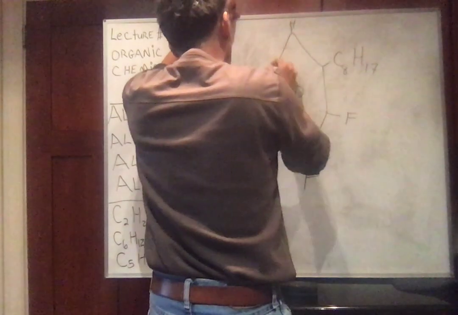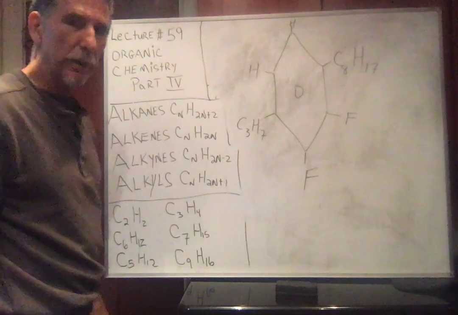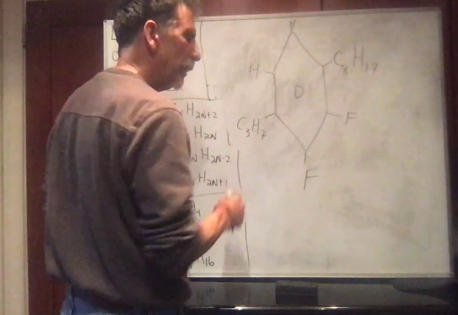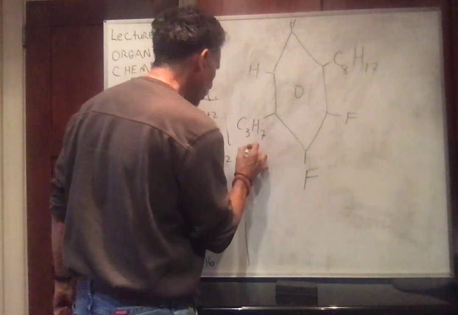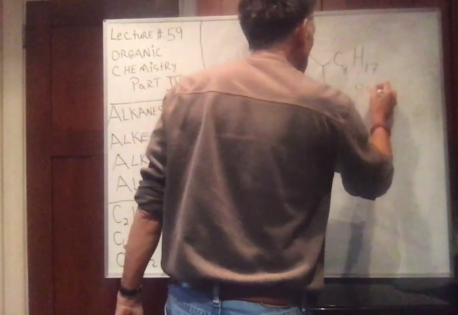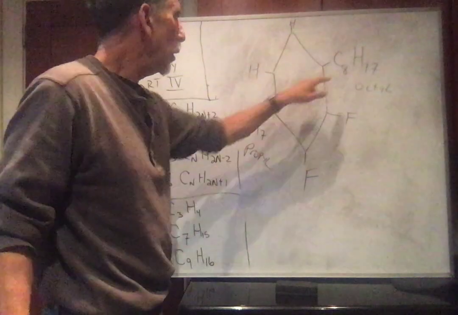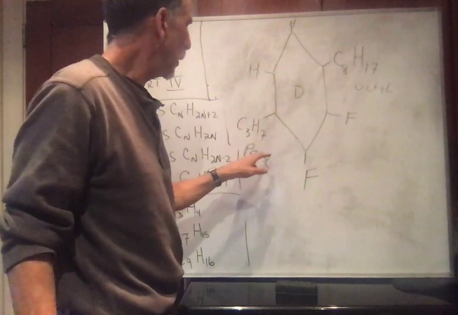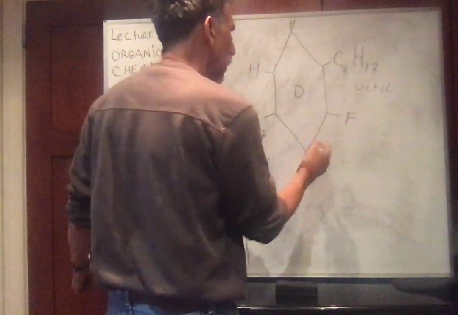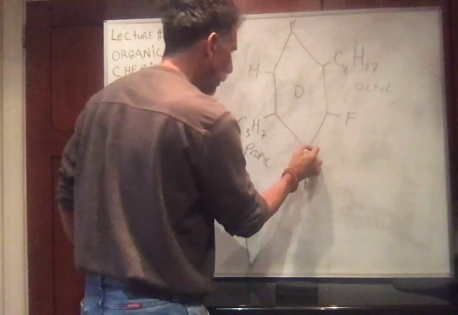Oh, these are just H's. Okay. Let's see if we can name this beast. All right. Let's see what we can do. All right, let's look. We have fluorine. What is C3H7? That's a propyl, isn't it? 8 is octyl. So we have fluorine, octyl, and propyl, right? So F comes before, so we're probably going to go this way because O comes before P, okay?